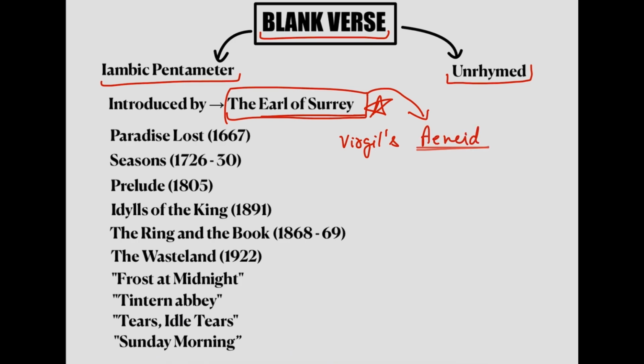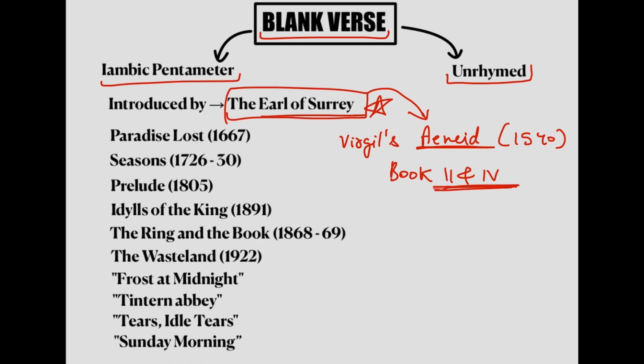He translated Virgil's Aeneid around 1540, and he translated book 2 and book 4. He translated book 2 and book 4 of Virgil's Aeneid, and he used blank verse in this translation in these books.